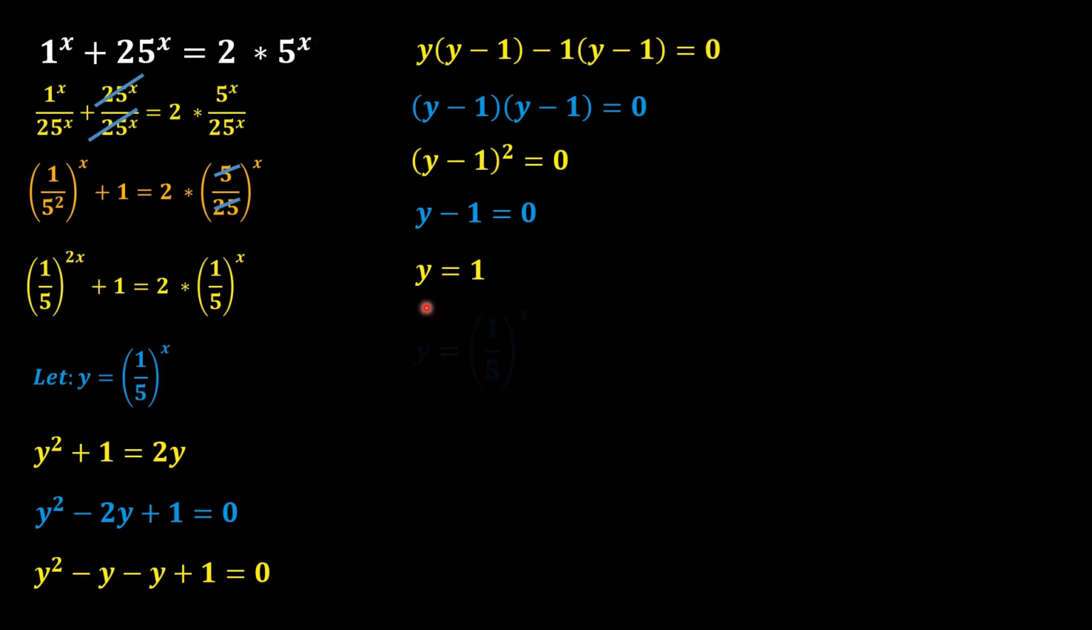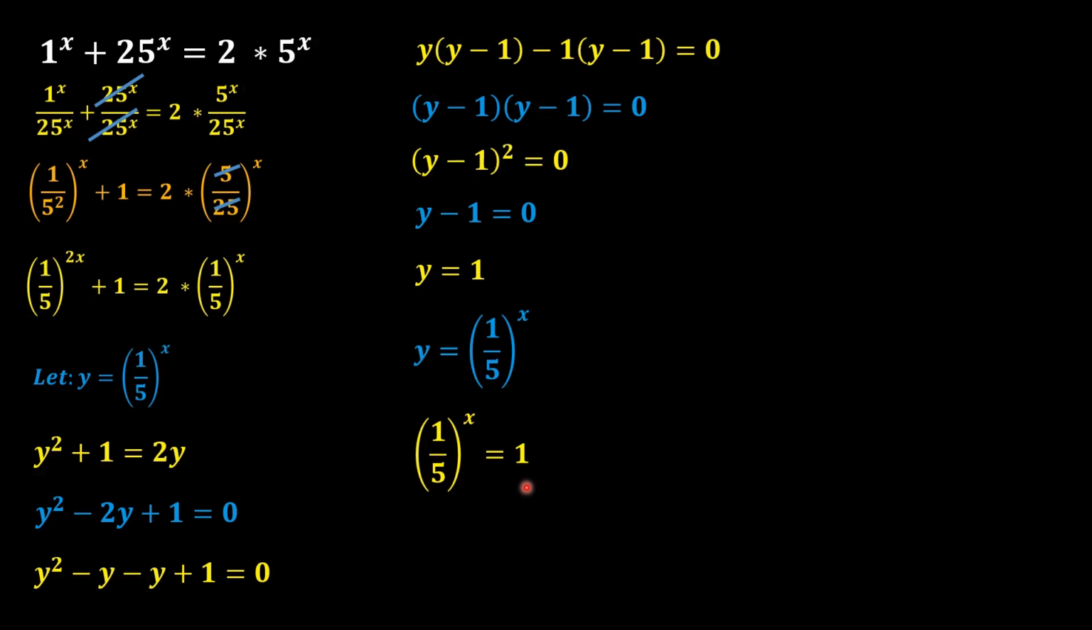Now, as we know, the value of y is equal to (1/5)^x, because x is a real variable and y was our substitution. So our main purpose is solving the equation for this x. In order to solve this equation, we now replace this y with this 1. As a result, we get (1/5)^x = 1.